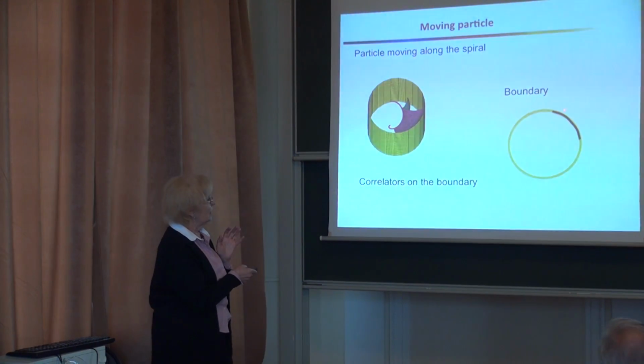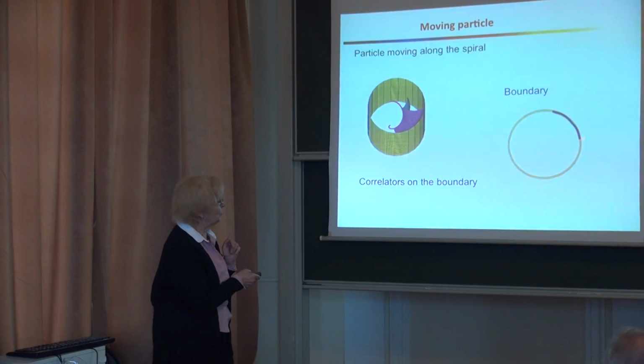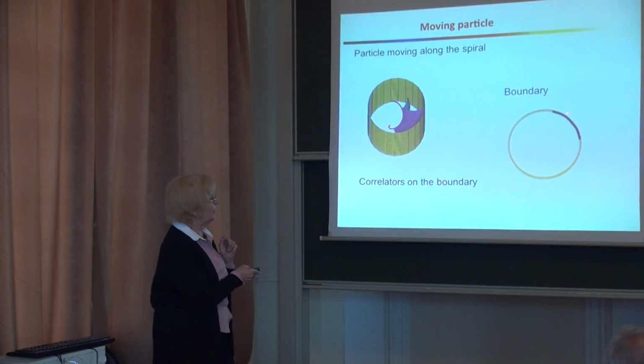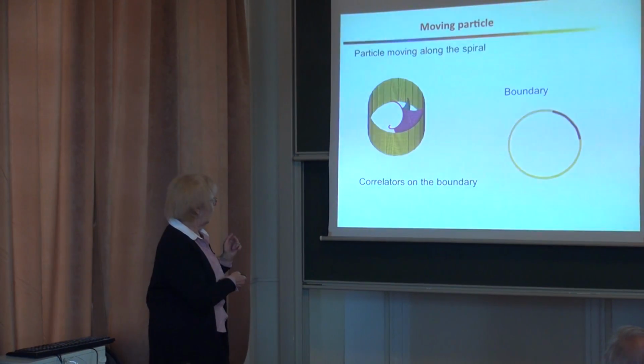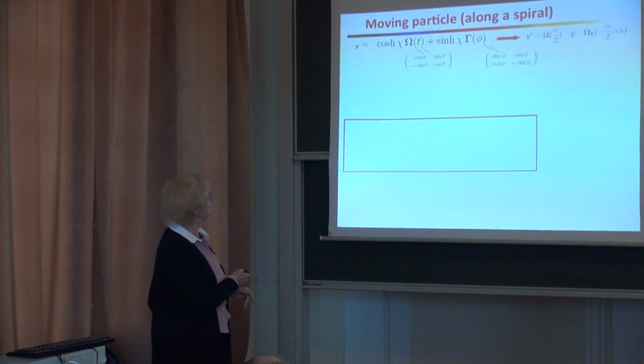So what does this picture mean from the boundary? This means that I have to remove some black part here, and this black part moves during the time. So this is the so-called dead area. And I am able to calculate the correlator on the boundary and to analyze this problem.